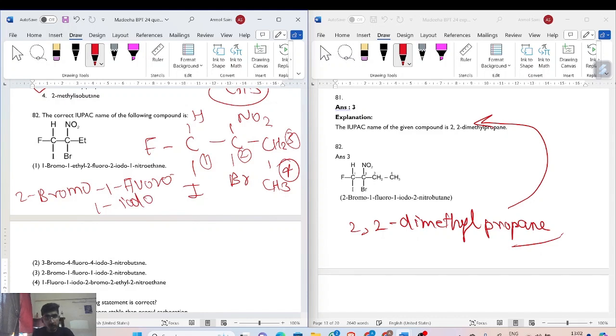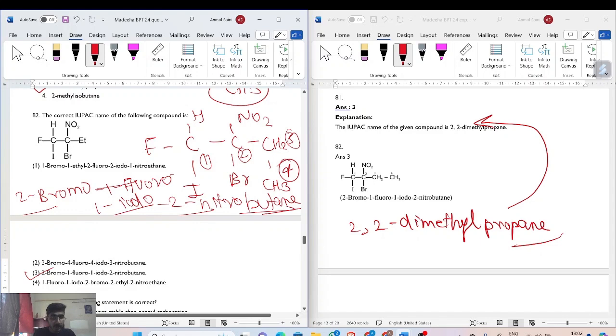Then we have the nitro group as well, so it will be 2-nitro, and the total number of carbons is four. So propane? Also, the total number of carbons is four, so we have butane, not propane. So it will be butane. The correct answer will be option number 3: 2-bromo-1-fluoro-1-iodo-2-nitrobutane.